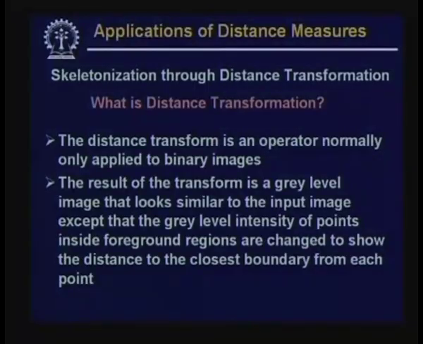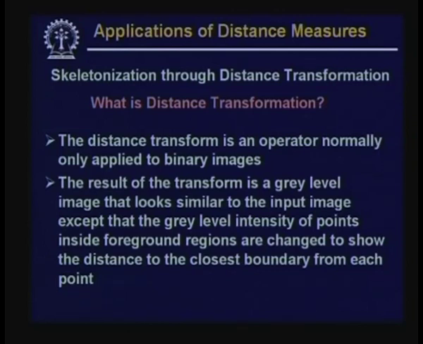And at every such foreground point, if we note the time the fire takes to reach that particular point, then effectively what we get is a distance transformation of the image. So, in this case you find that this distance transform is normally used for binary images, and because at every point we are noting the time the fire takes to reach that particular point.